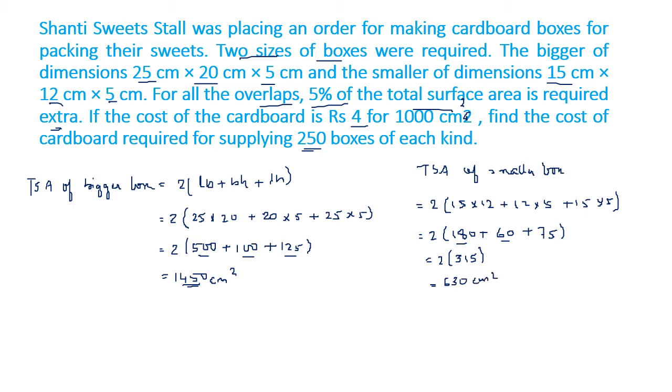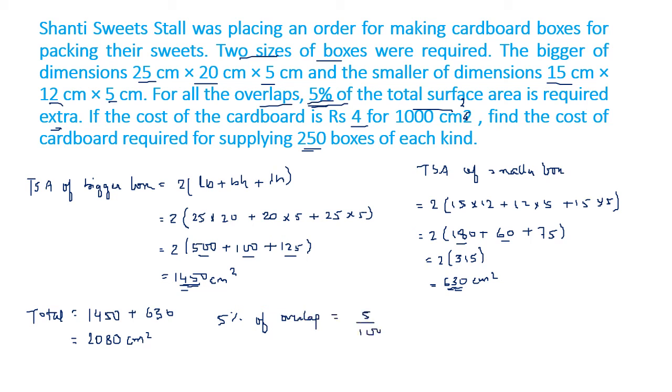Now you can find the 5% overlaps for each one separately. You can find the 5% for this and 5% of this separately, or you can find it together because it is 5%. So I will find the total of both first. 1450 plus 630 gives me 2080 centimeter square.